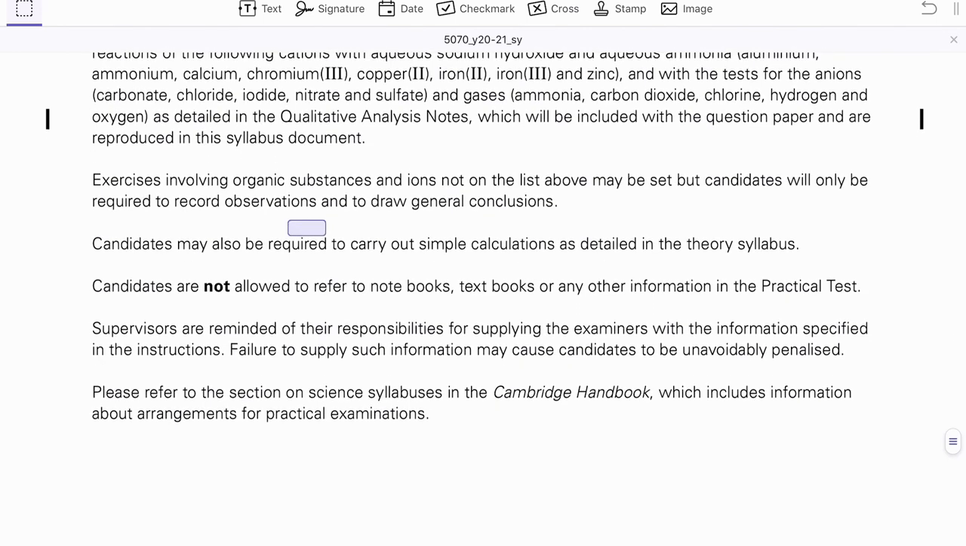Okay, you may be required to carry out simple calculations. This typically involves rate of reaction, number of moles, stoichiometric quantities, okay? What is limiting, what is excess? But it could also involve working out rate of reaction from time. So shorter time means faster rate. And why is that? Because you take the reciprocal, meaning 1 over the time taken for the reaction to happen. That is proportional to rate. Well, you don't have your notes, your textbook, or whatever information other than the QA notes, which you should be familiarized with, all right?